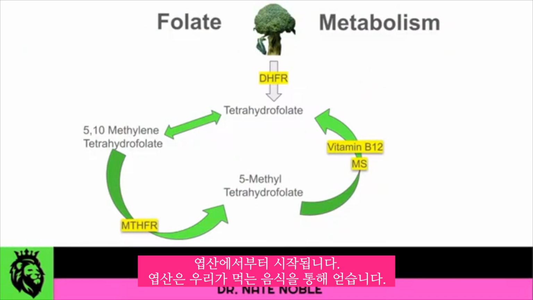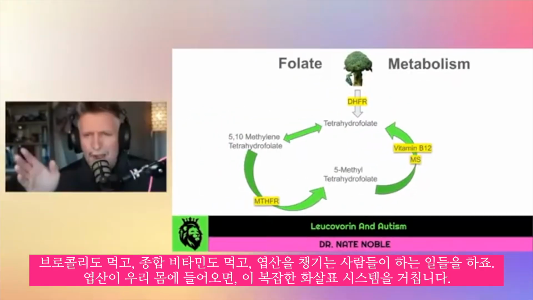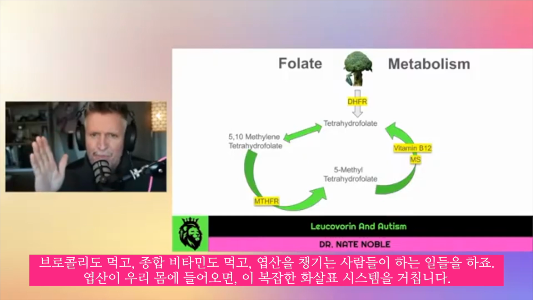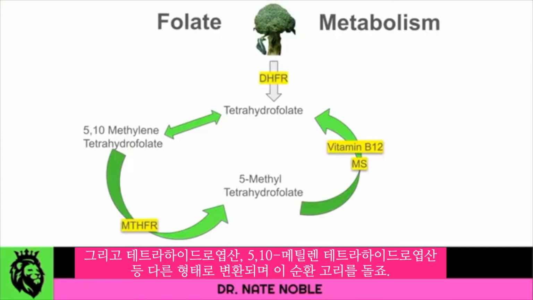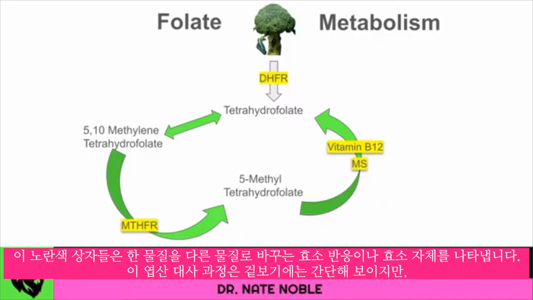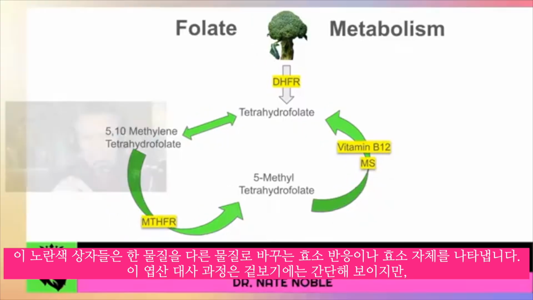Folate comes to us in our foods. We eat some broccoli. We eat some multivitamin. We do the things that people who love folate do, and it gets into our body, and it goes through this complicated system of arrows, okay? And it becomes other things, tetrahydrofolate, 5-10, methylene, tetrahydrofolate, and it goes around this circle, all right? These yellow boxes are different enzymatic reactions or enzymes that take one thing and make it into something else.